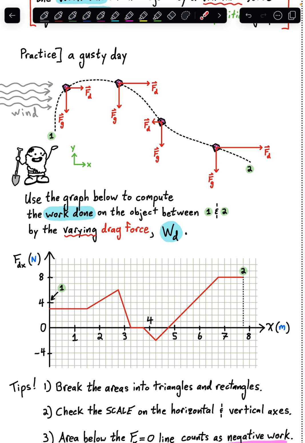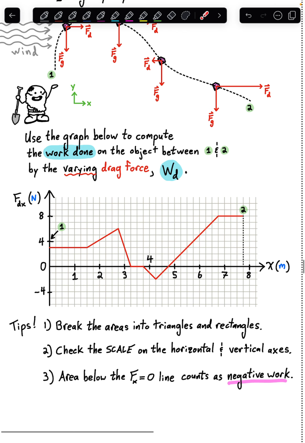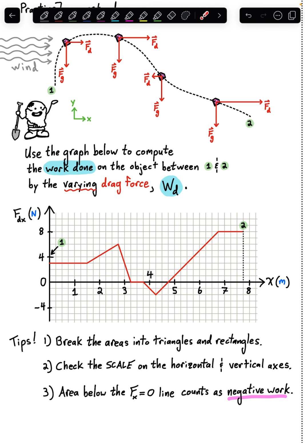horizontally, assuming that at time 1, right here at moment 1, the gem is located at an x-coordinate of 0, and by the time the gem gets over here to moment 2, it's located at an x-coordinate that's just under 8 meters. And so here in red is the varying drag force from that wind. Our principle is that the area under the force versus position graph represents the work done on the object by that force. So I would like you to use that graph to compute the work done on the object between 1 and 2 by the varying drag force.